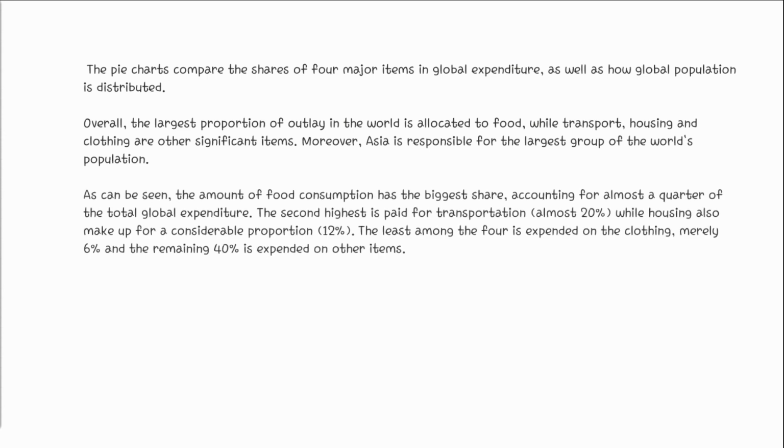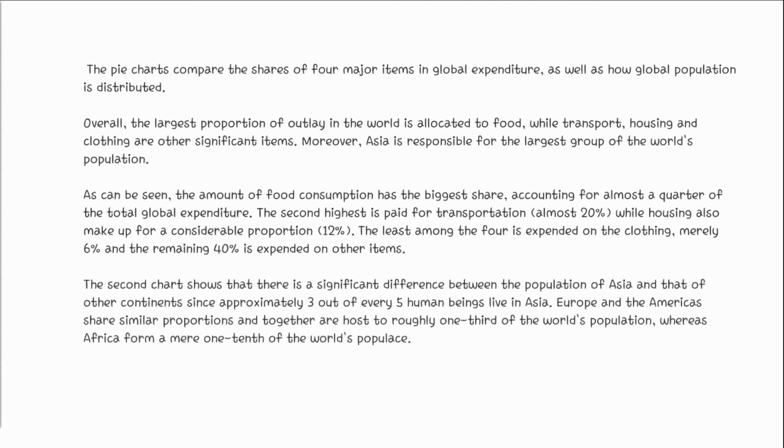As can be seen, the amount of food consumption has the biggest share, accounting for almost a quarter of the total global expenditure. The second highest is paid for transportation, almost 20%, while housing also makes up a considerable proportion, 12%. The least among the four is expended on clothing, merely 6%, and the remaining 40% is expended on other items.